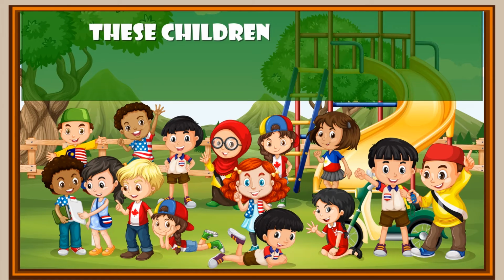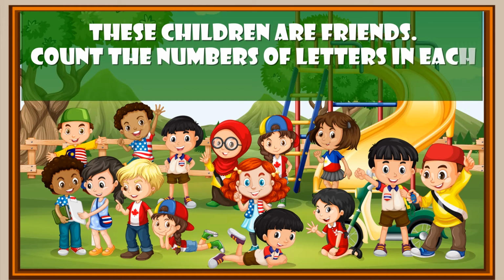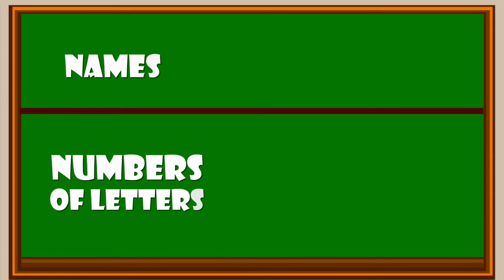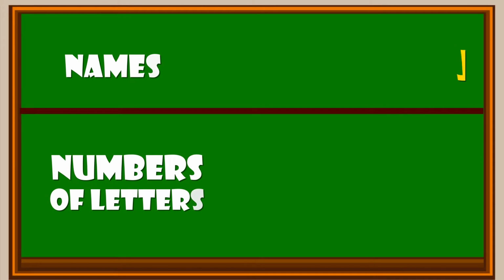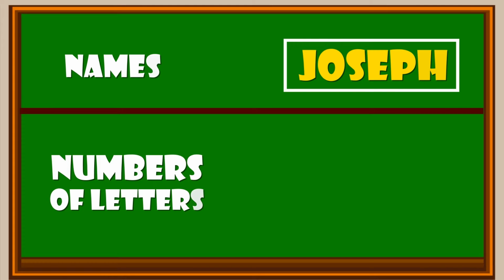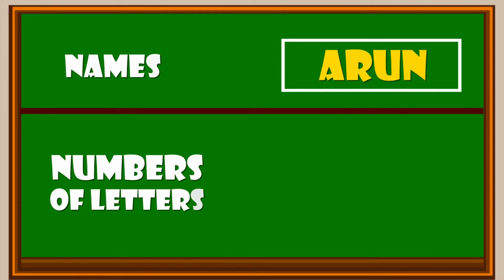These children are friends. Count the number of letters in each name word. Names. Number of letters: Salma, 5. Joseph, 6. Arun, 4.